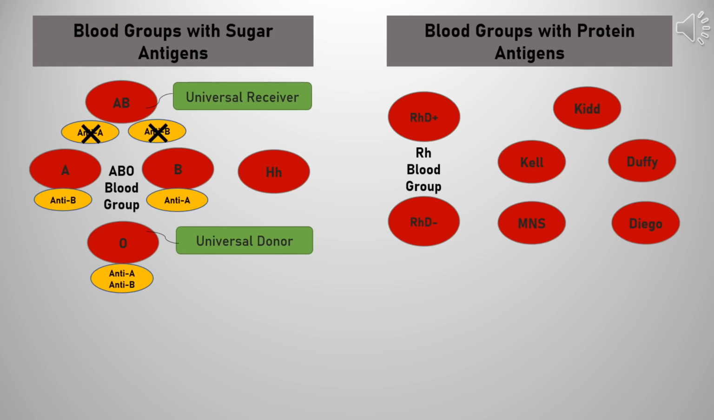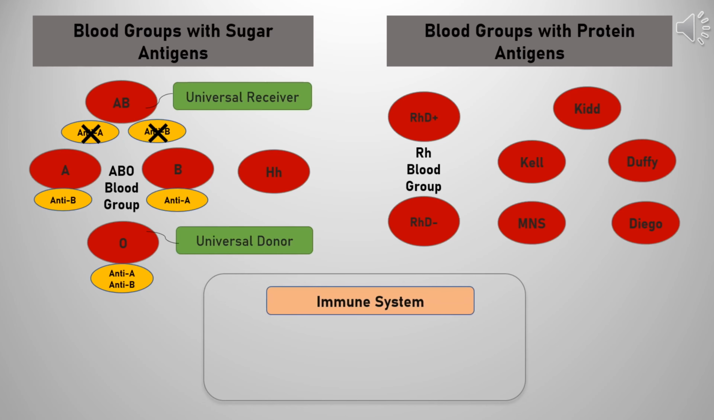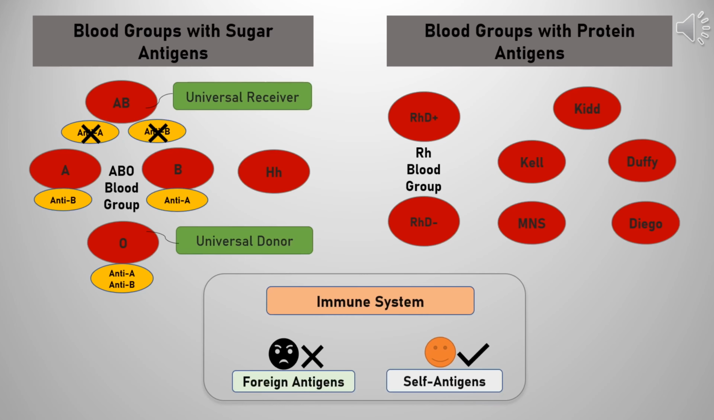Interestingly, the H blood group contains the H antigen found on mostly all the RBCs and is the building block for the production of the antigens within the ABO blood group. If the immune system comes across an antigen that is not found on the body's own cells, or better known as foreign antigens, it will launch an attack against that antigen. But the same immune system will normally not attack antigens that are found on the body's own cells, or better known as self-antigens.